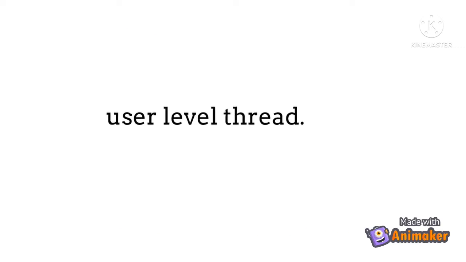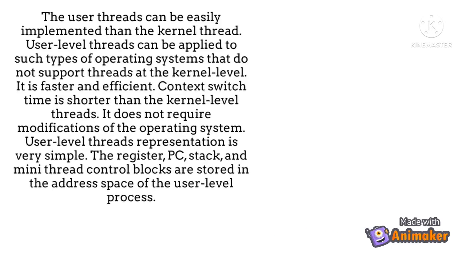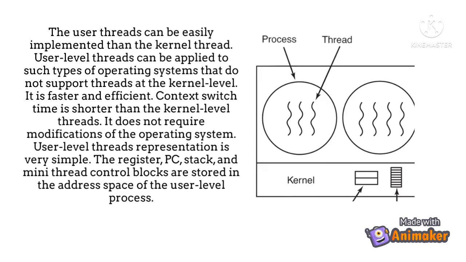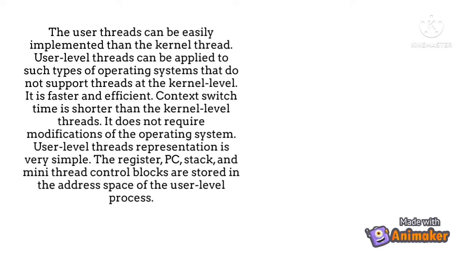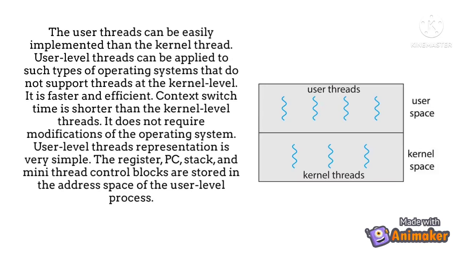Let's talk about the types of threads. What is a user thread? User threads can be implemented more easily than kernel threads. User-level threads can be applied to operating systems that do not support threads at the kernel level. They are faster and more efficient. Context switch time is shorter than for kernel-level threads. They do not require modifications of the operating system.